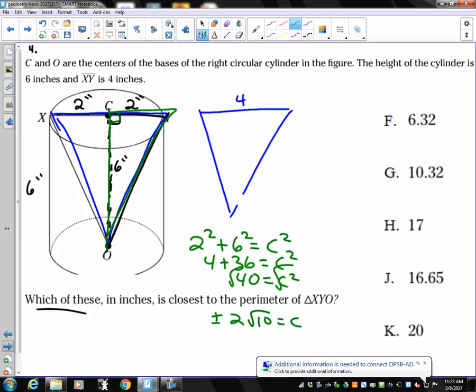Now, I'm going to notice this. My answers, unlike the last question, are not in radical form. So probably what I want right here, instead of 2 square roots of 10, is just the decimal approximation for that. So on my calculator here, I can type the square root of 40, and I'm noticing that my answers are to 2 decimal places. So I'm going to write that to 2 decimal places, 6.32.